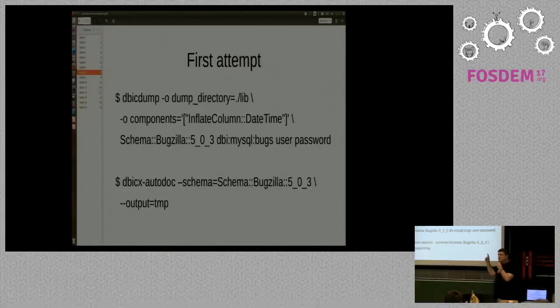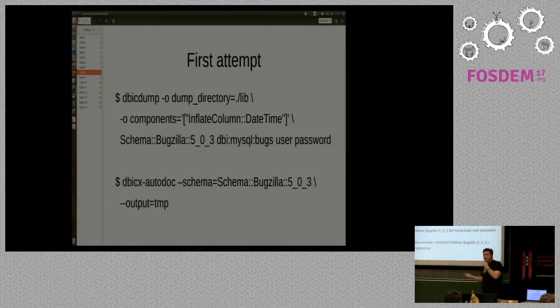DBIx::Class comes with a Perl script called dbicdump. This will connect to a database, extract the schema, and write the schema object on file. So, hey, sounds like something that's useful. So this is the command line I wrote. And I had a schema object on file.